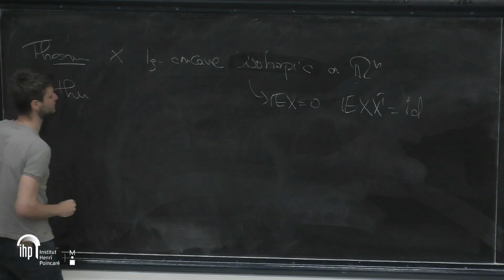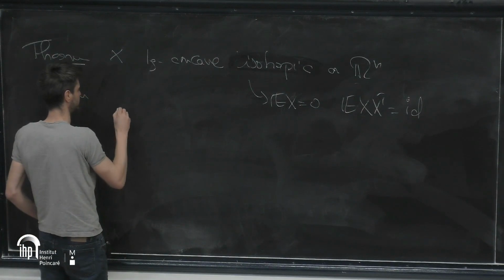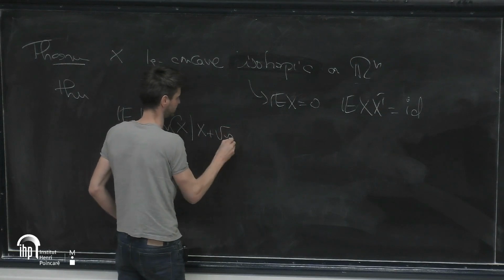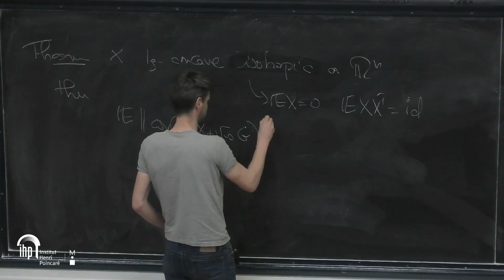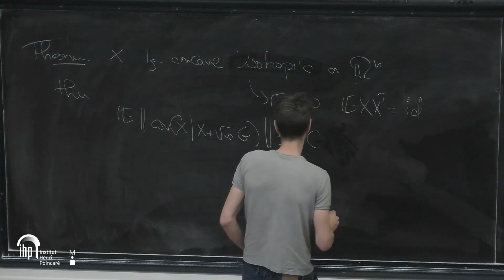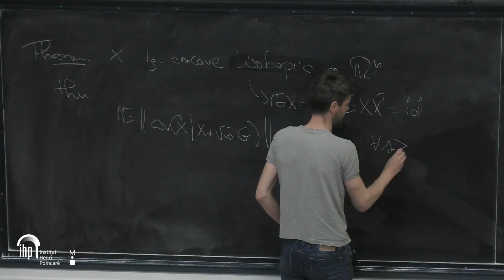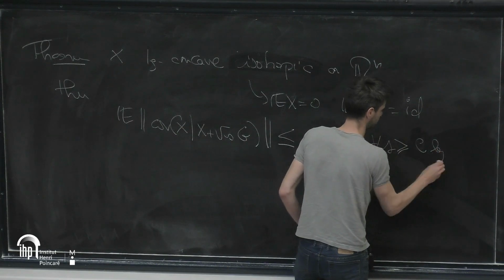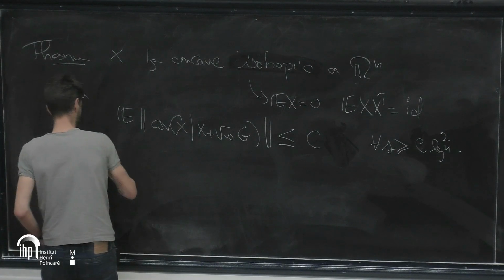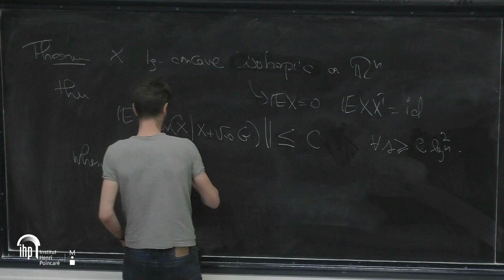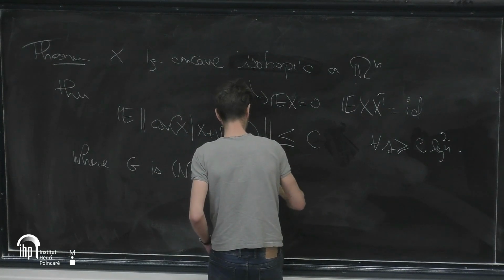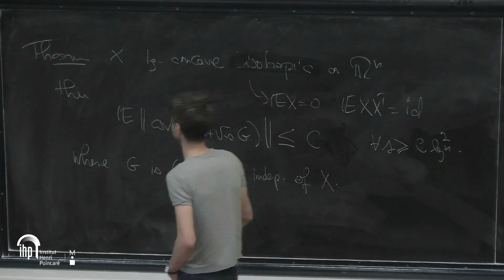Then the expectation of the norm of the covariance of x conditioned on x plus square root s g is less than some constant, and this is true for every s larger than some constant times log n squared, where g is a standard Gaussian, independent of x. Okay, this is our goal for today.